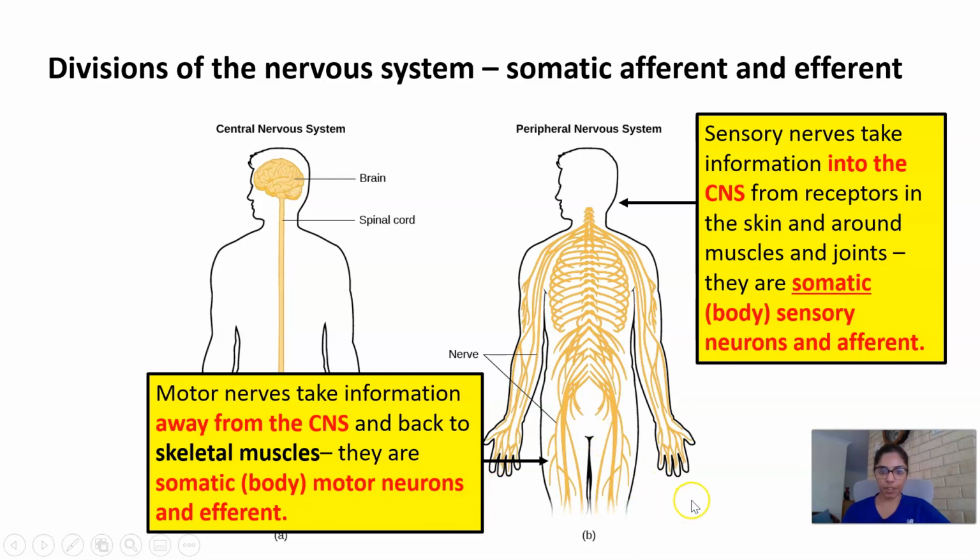Okay, so just to summarize what's going on here, we have somatic sensory neurons which take information from the skin, our muscles and our joints, telling us what's going on in our environment. So this is on the conscious level. And we have somatic motor neurons which take information to our skeletal muscles, and that's important here because again they are under conscious control. Okay.